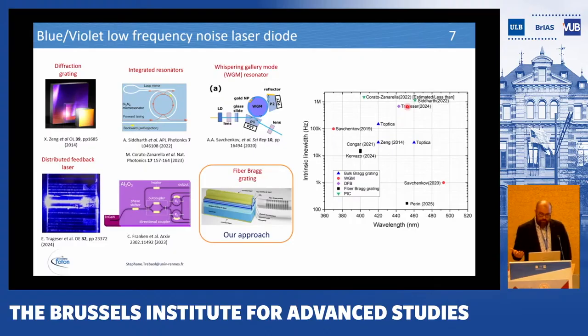We also developed an architecture still based on an ECDL, so an external cavity laser diode. But here we implement a fiber Bragg grating that allows us to reach a very narrow laser. You see 10 kilohertz line width in the near UV, and even below 200 hertz here at 450 nanometers. So I will develop this architecture a bit more.